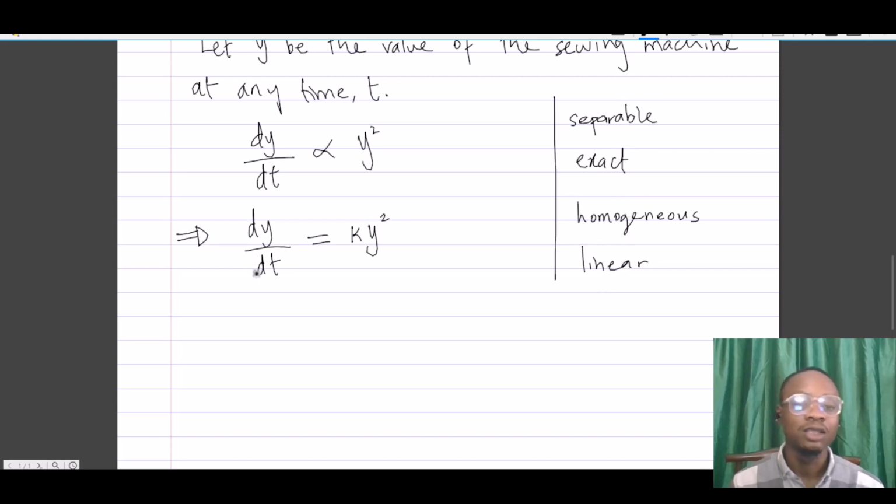So the first thing we check is, are the variables here separable? Yes, we can separate y from t. y and t are the variables in this expression. k is a constant. y is our dependent variable. t is our independent variable. So obviously we can separate this.